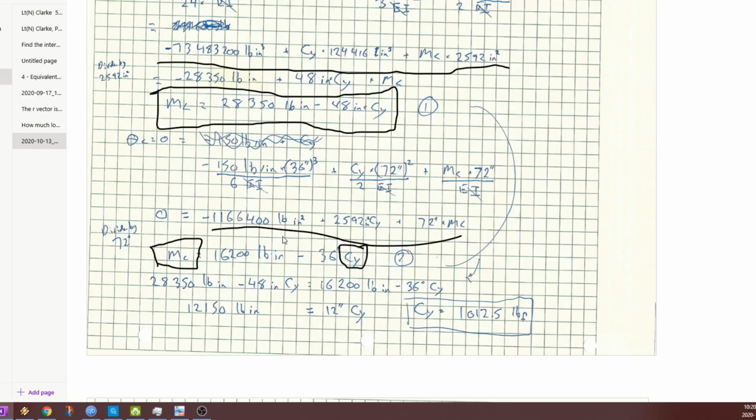So we got MC in terms of some constant and CY. Well, we can make those two equations equal to one another, which allows us to solve for CY. So that gives us a CY of 1,012.5 pounds.